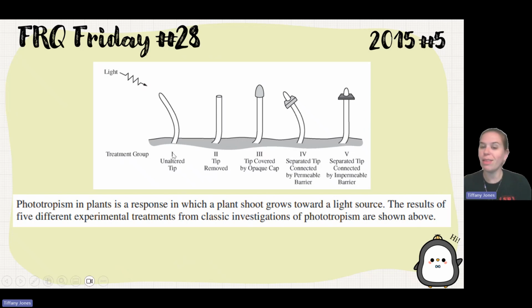Here I see in group 1 that the tip is unaltered and that it grows toward the light. Here I see in group 2 that the tip has been removed and it grows straight up. In group 3, the tip is covered by an opaque cap, which means light cannot get to it, and it also grows straight up. In group 4, that tip has been separated by a permeable barrier, so it's cut off and then reattached with a permeable barrier, and it grows towards that light. Versus in 5, we see that it also is separated, but I have an impermeable barrier.